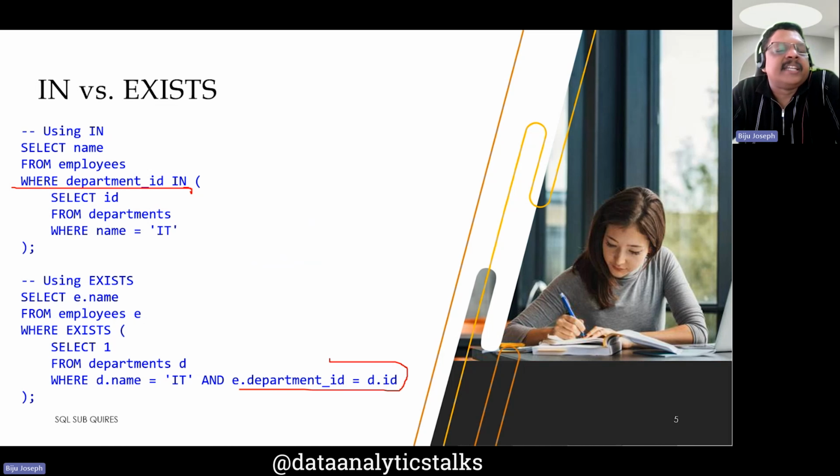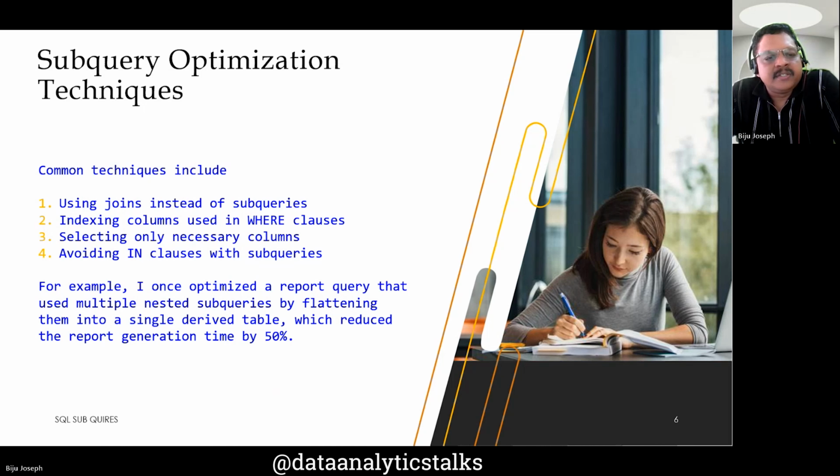Often when you attend interviews, you will get a question like, how can I optimize my subqueries? There are some techniques. One is using joins instead of subqueries. Second is indexing columns used in the where clause. Then selecting only necessary columns, avoiding IN clauses with subqueries, and using EXISTS. You will always get some degree of optimized result when you start using these optimization techniques.